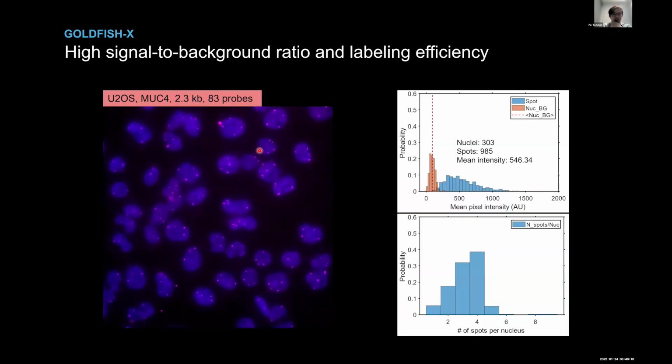And here is another sample. We use DNA FISH to target another gene using 2.3 kb with 83 probes. You can see the signal to background is really high. We quantify the intensity, and it's well separated from the background. And this gene is much better behaved. In most of the cells we can see 4 spots, and in some of them we can see 2. So this is a pretty good labeling efficiency.